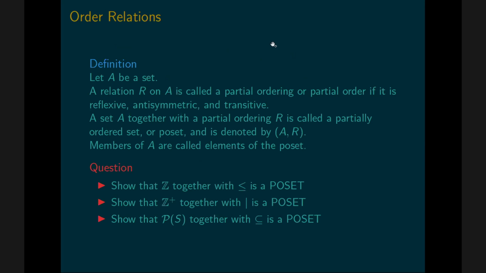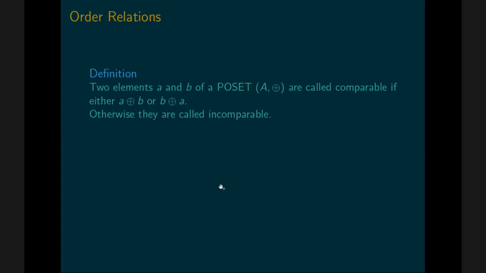If we take two integers, then it is reflexive because every integer is smaller or equal to itself. It is antisymmetric because if A is smaller or equal than B and B is smaller or equal than A, then A is equal to B. And it is transitive because if A is smaller or equal to B and B is smaller or equal to C, then also A is smaller or equal to C. So, for example, also the power set together with inclusion is a poset. That's another possible question. Now, two elements A and B are called comparable if either A is related to B or B is related to A. If they're not comparable, they are called incomparable.